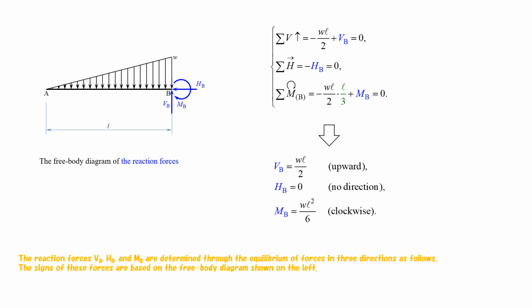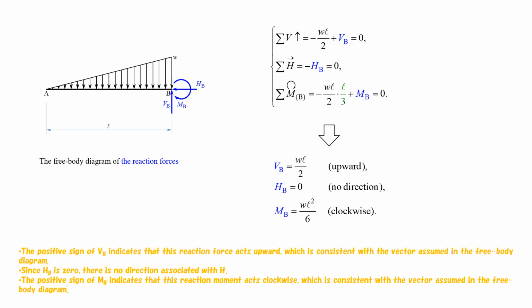The reaction forces, VB, HB, and MB, are determined through the equilibrium of forces in 3 directions as follows. The signs of these forces are based on the free body diagram shown on the left. The positive sign of VB indicates that this reaction force acts upward, which is consistent with the vector assumed in the free body diagram. Since HB is 0, there is no direction associated with it. The positive sign of MB indicates that this reaction moment acts clockwise, which is consistent with the vector assumed in the free body diagram.